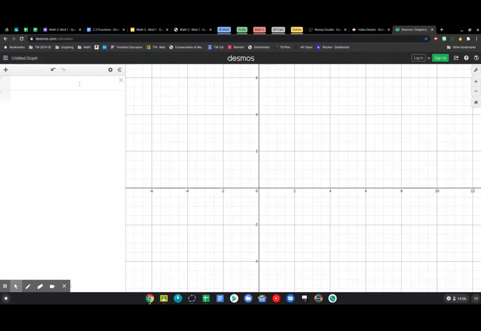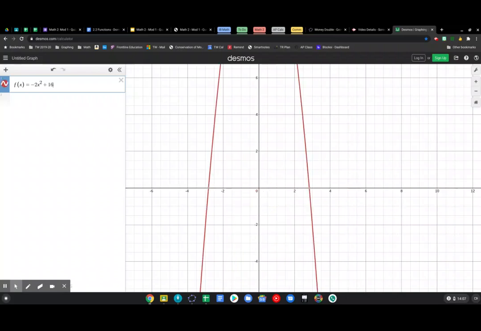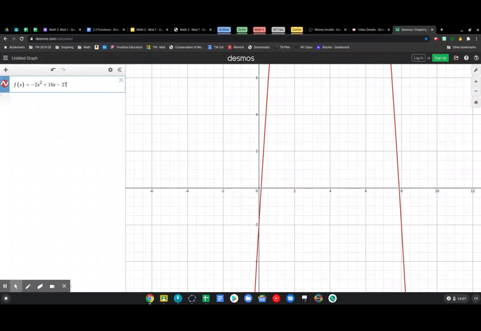Take a look. If I wanted to graph a function, let's call it f of x, let me type here. f of x is equal to negative 2x squared. And look, it's already starting to graph. Let's say plus, oh, by the way, once you do the squared, you sometimes have to cursor forward a little bit, and that brings you down off of that squared part. And say plus 16x minus 27.